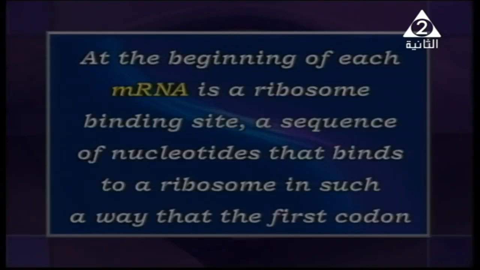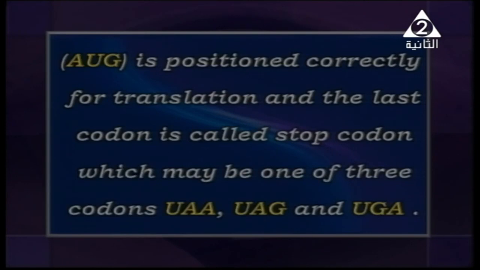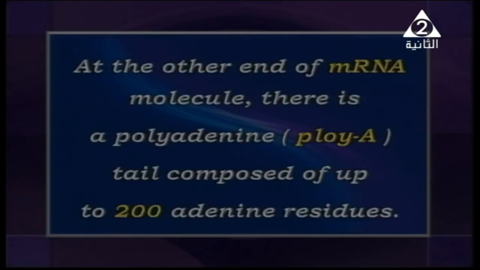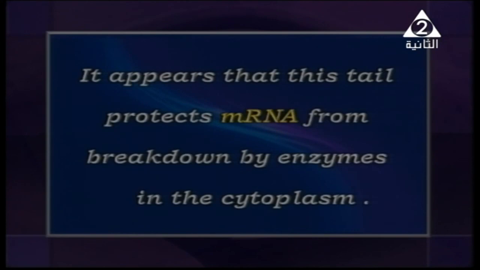At the beginning of each mRNA is a ribosome binding site. The ribosome binding site is a sequence of nucleotides that binds to a ribosome in such a way that the first codon, AUG, is positioned correctly for translation, and the last codon is called the stop codon, which may be one of the three codons UAA, UAG, and UGA. At the other end of the mRNA molecule, there is a polyadenine tail composed of 200 adenine residues or nucleotides. It appears that this tail protects messenger RNA from breakdown by enzymes in the cytoplasm.